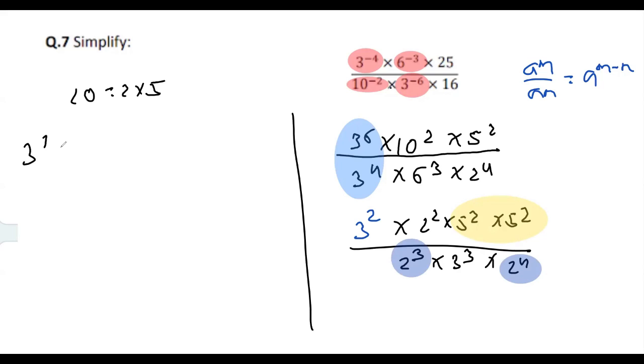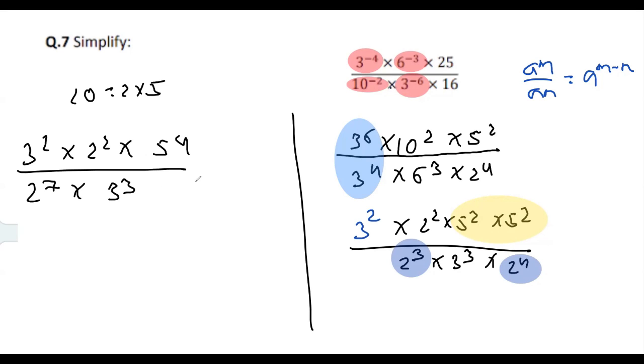I can write 3 square as it is, 2 square as it is, and this can be written as 5 raised to the power 4, that whole divided by these two, which can be written as 2 raised to the power 7, and this is 3 raised to the power 3. Now, for further simplification, we'll be applying laws of exponent between these two and also between this and this. So let's see what I'll get here.